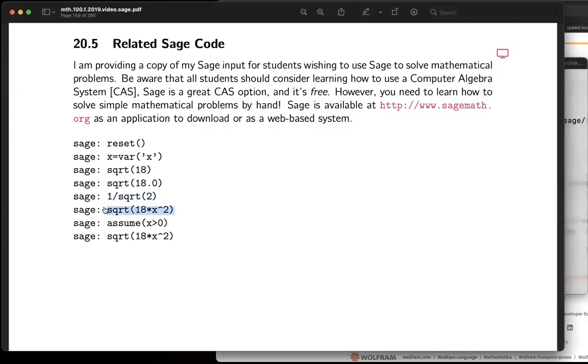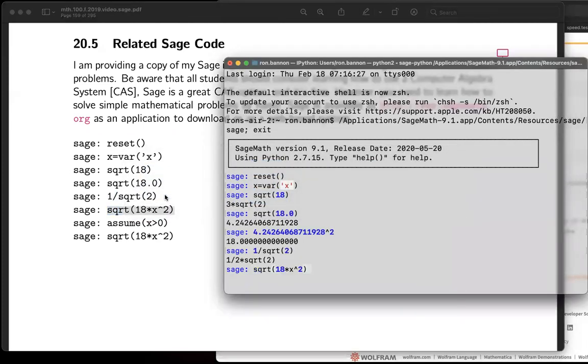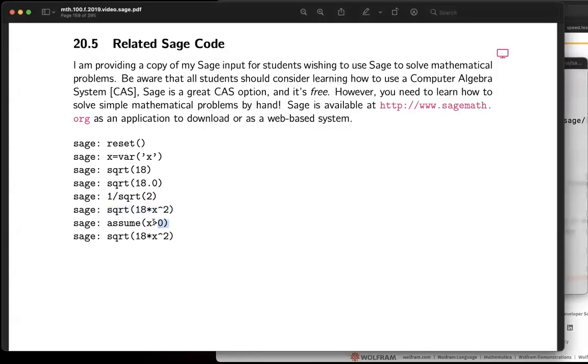And again, I'm kind of wondering what Sage is going to be doing. And I've got to be honest with you, it throws back something to me that I kind of expected, but I'm not expecting to see the square root of x squared. Because in Math 100, we kept telling you the square root of x squared is actually x. That's not true. It's only true if we assume x is greater than 0.